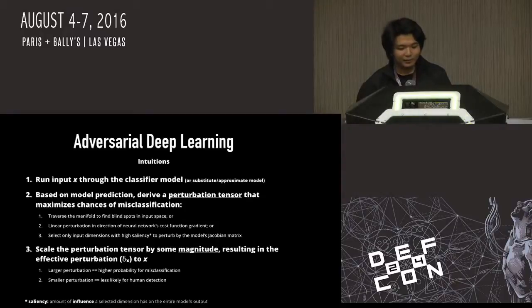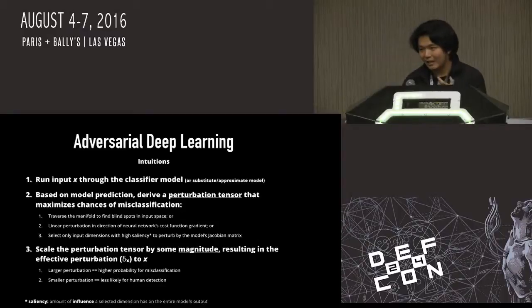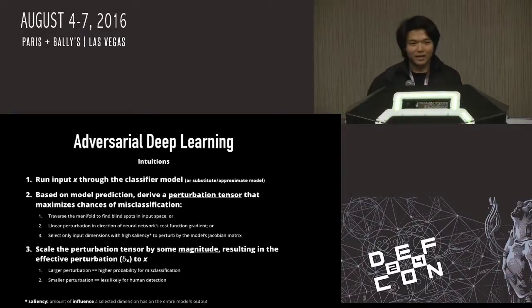And then you scale the perturbation tensor by some magnitude, resulting in a perturbation, which is the noisy image that you add to your original image, and then you use it as an adversarial image. So that will result in an image that tricks classifiers but not humans. And obviously, if you scale the perturbation tensor by a larger magnitude, you have a higher chance of tricking classifiers, but then you also have a higher chance of the human detecting that this looks weird.